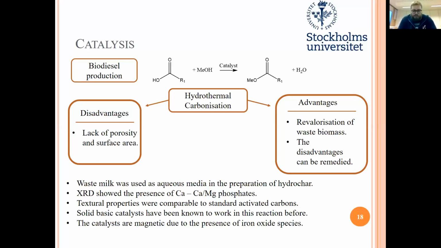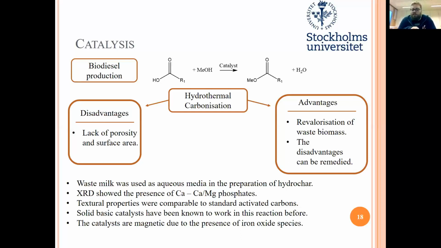So in this project, we used waste milk as the aqueous media in the preparation of hydrochar. The thought of using waste milk is that, at least here in Sweden where I'm living, there's a lot of milk production, and throughout this production, there's a lot of waste milk that is not up to standard, or that is dirty, or it's not readily available to commercialize. So finding something to do with this waste milk instead of just throwing it away seems like a feasible idea. So we did this HTC with waste milk and biomass.